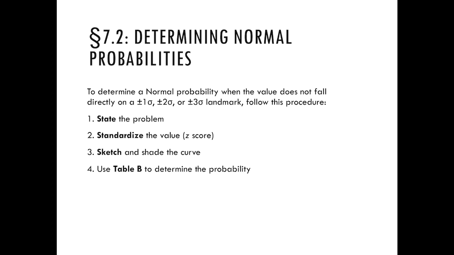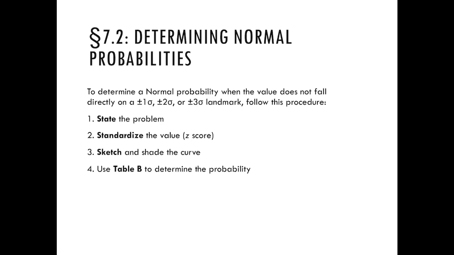Once again, I'm not a great drawer, but I will show you how you sketch and shade the curve, so that you can practice that and know how well the problem is setting you up. And then at the very end, we're going to be using table B to determine the probability. One way to always remember table B: it starts with the letter B. It's going to be your best friend for the next couple weeks, so make sure you truly understand how to use table B going forward, because everything for the next couple weeks is going to be dependent on it.